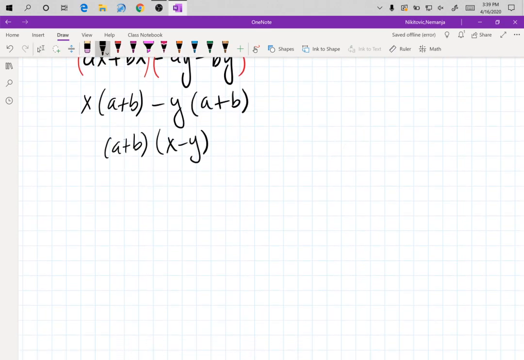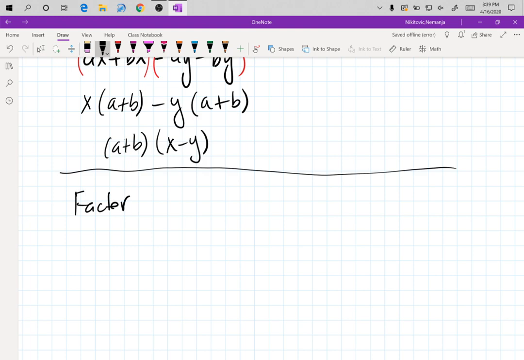Then we are moving to examples on 6.2, because I was looking at the number 5 over here, so I said, okay, here is the example. Factor x squared plus 10x plus 24.